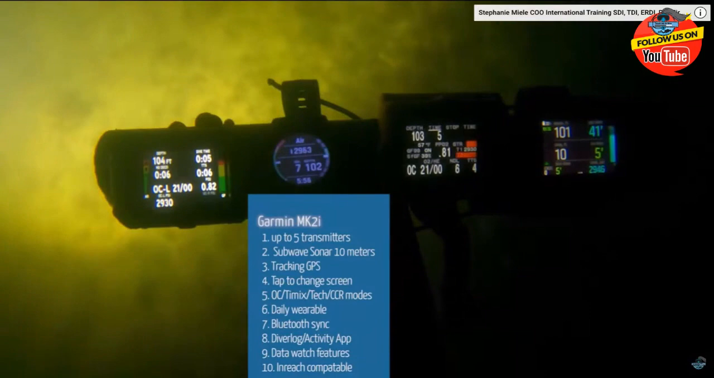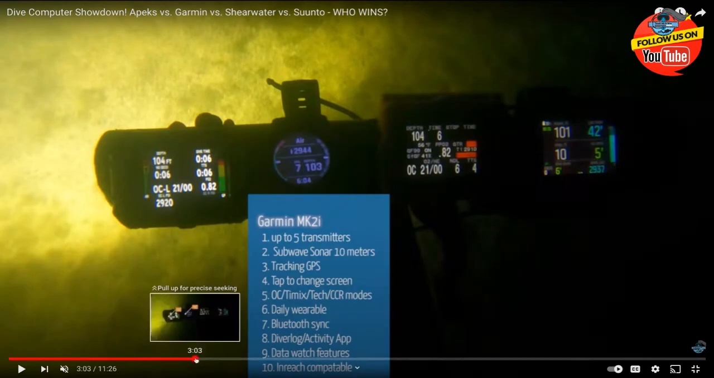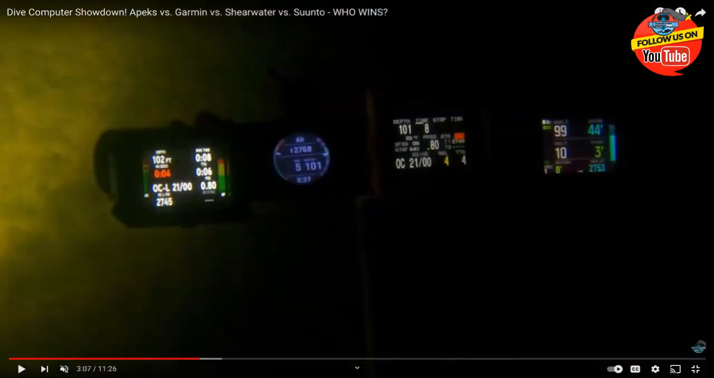As you look at them, the first thing you'll notice is each one gives you time to NDL, no deco time. For example, in this particular case, the Apex has 6 minutes till deco runs out. The Garmin is 7 minutes. The Shearwater is 6 minutes, and the Suunto Black is 10 minutes. As we continue into the process, I'm going to pull away from this screen a little bit more. We can start seeing warning notifications, and now we've got 4 minutes till deco, 5 minutes till deco, 4 minutes till deco, and 3 minutes till deco.